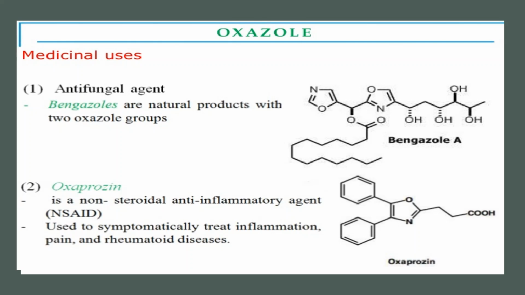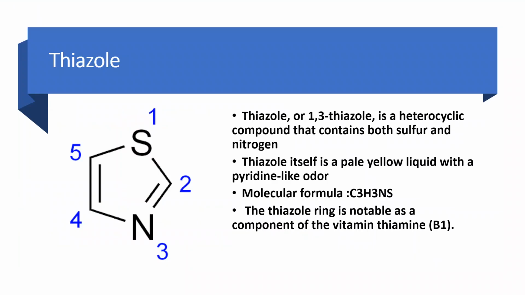Oxazole ring containing a propionic acid at the second position, and a phenyl ring at the fourth and the fifth position. That is oxaprozin. That is an anti-inflammatory agent. So next class of drug is thiazole. Let's complete all the three 5-membered rings.